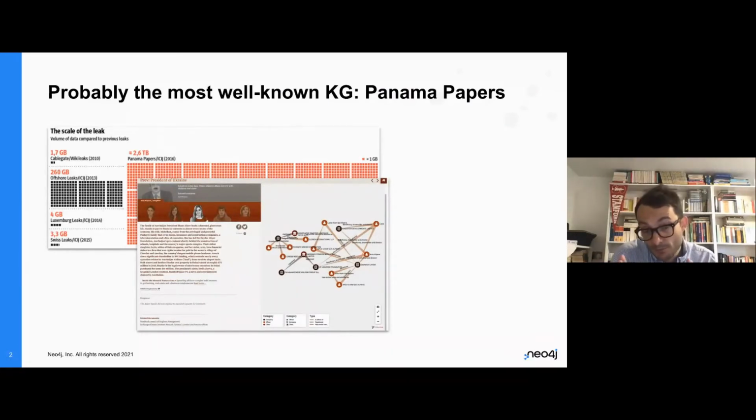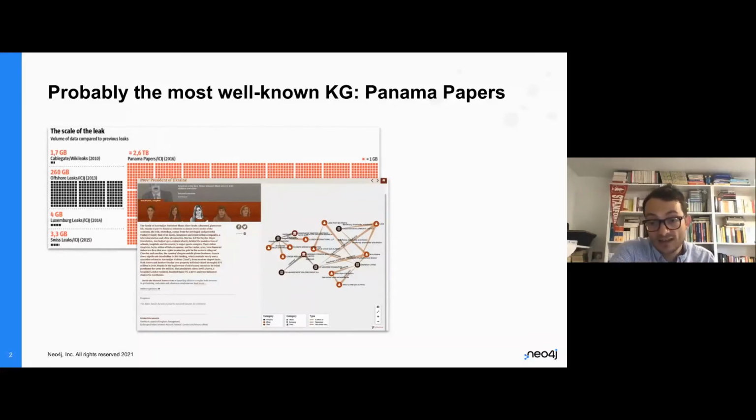But the angle I want to focus on is the work that the technical guys, the data team of the ICIJ, did. And we mentioned how they built these data pipelines that extracted the entities from the raw data in the leak, and built this graph in Neo4j.